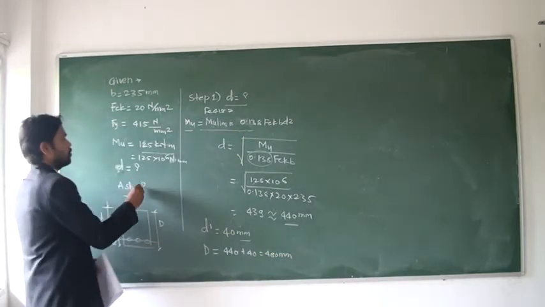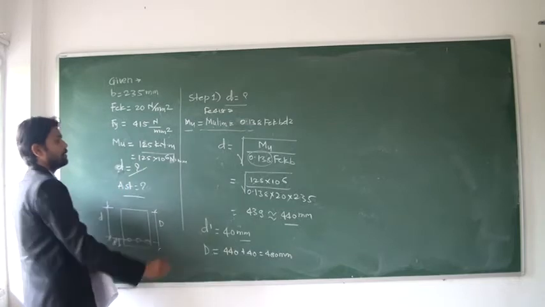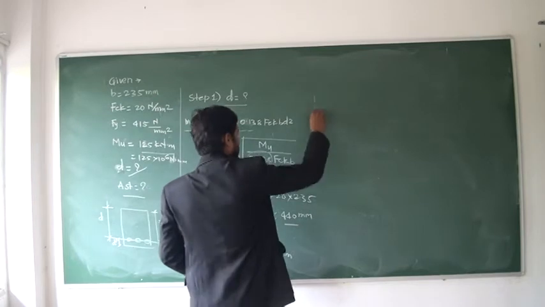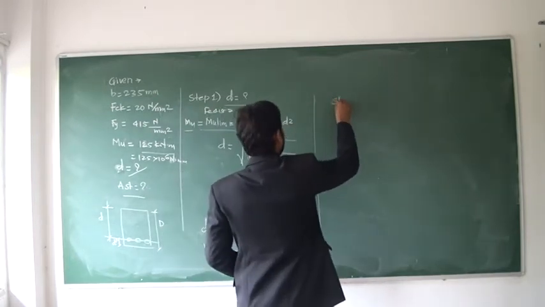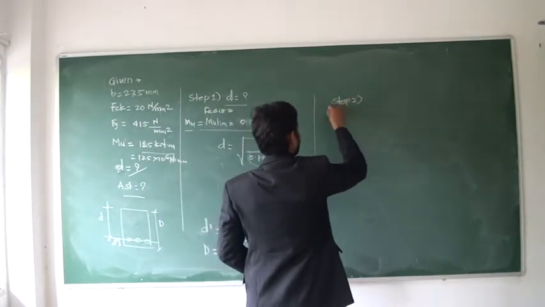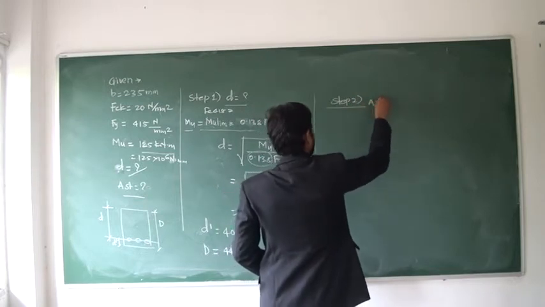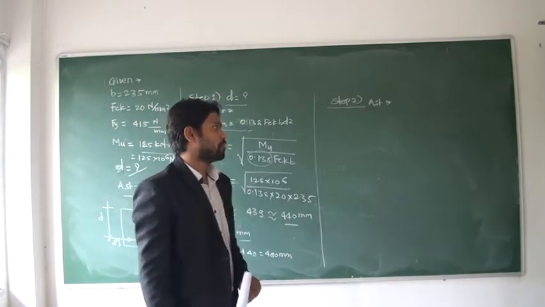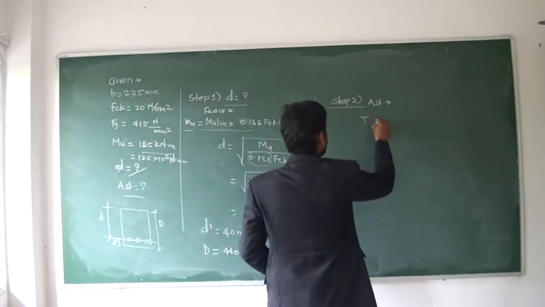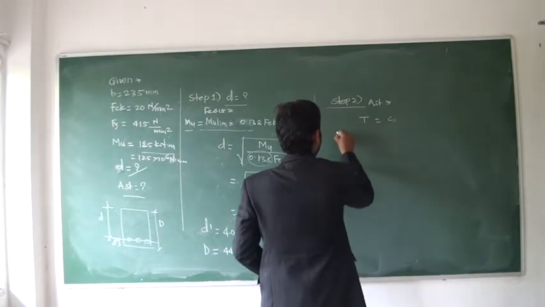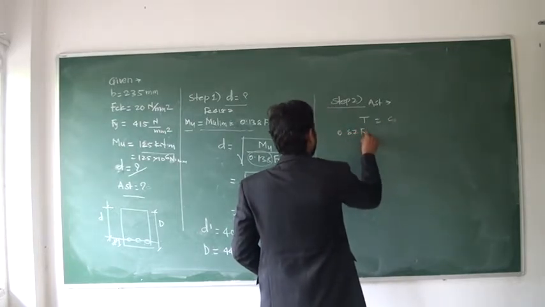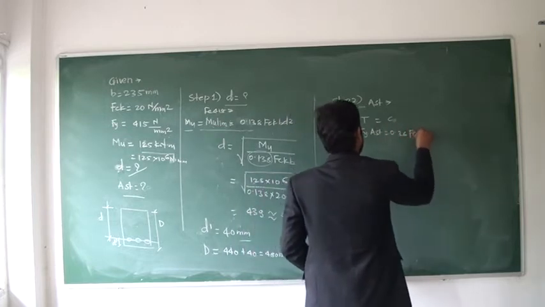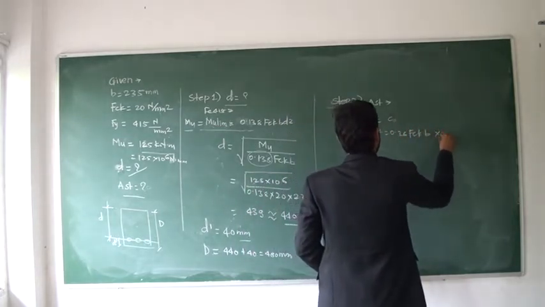So out of these two unknowns, D and AST, we have calculated D. Now we need to calculate AST. So step number 2 is calculation of reinforcement. For that, you can use the equation tension is equal to compression. So that is 0.87 Fy into AST is equal to 0.36 FCK B into XU.